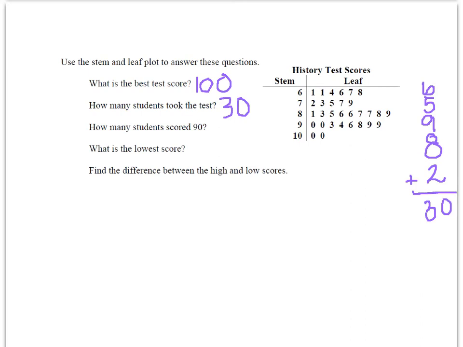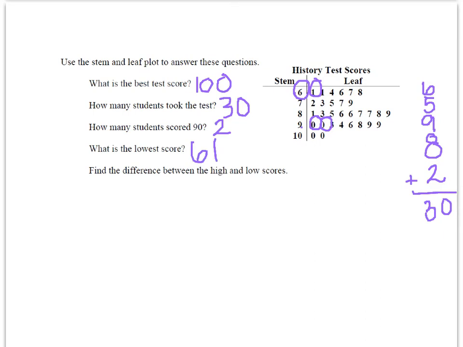How many students scored 90? You can see that there's 2 zeros, which would be added on to the stem of 9, which means 2 students. What was the lowest score? I'm going to go up to the lowest stem, which is the 6 at the top of the chart, and I know that 1 is the lowest score, 61.